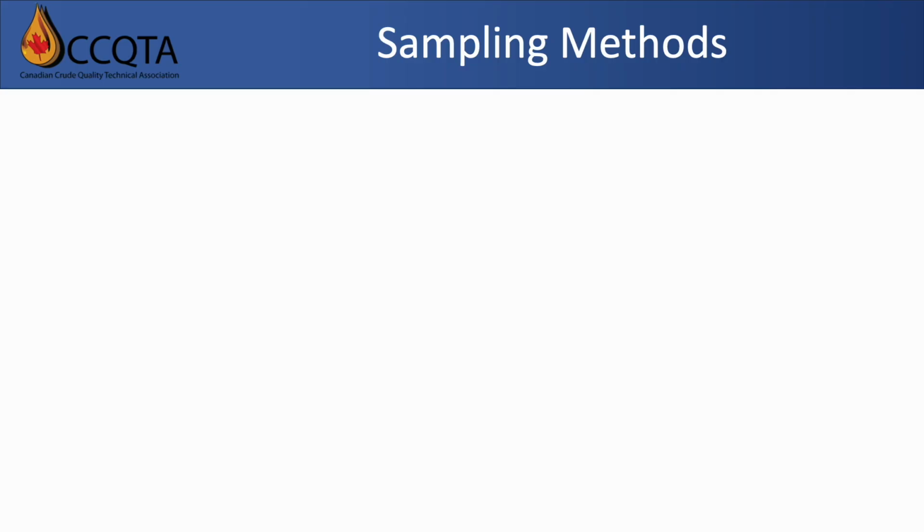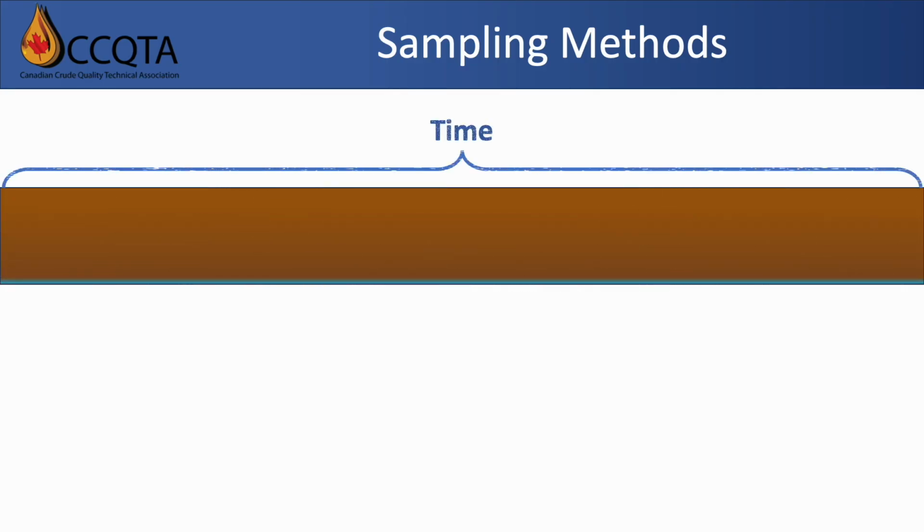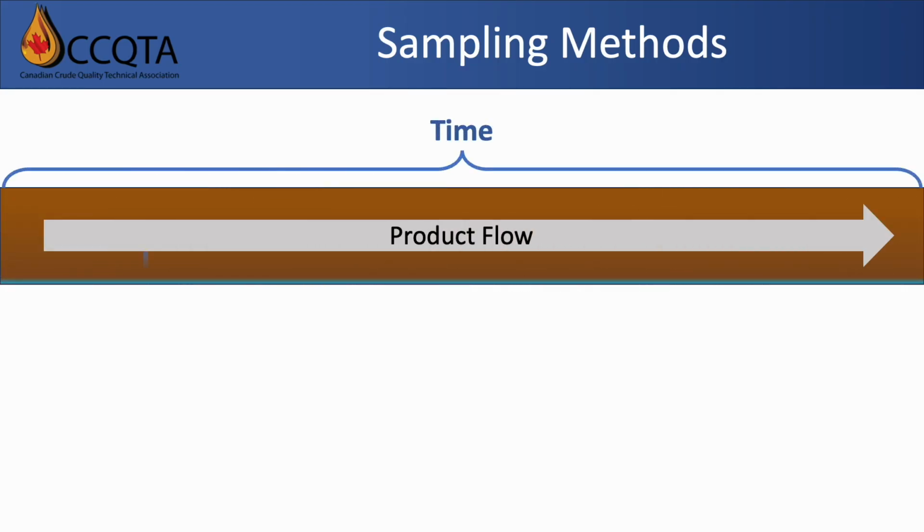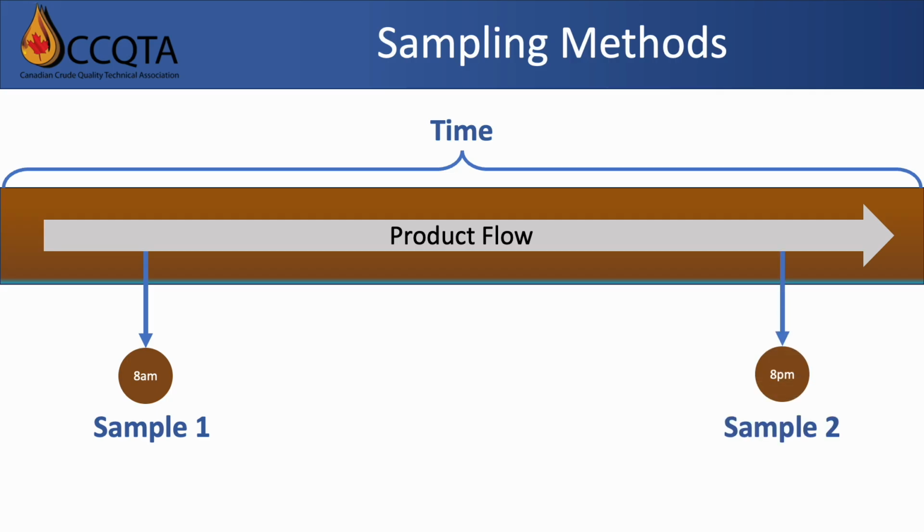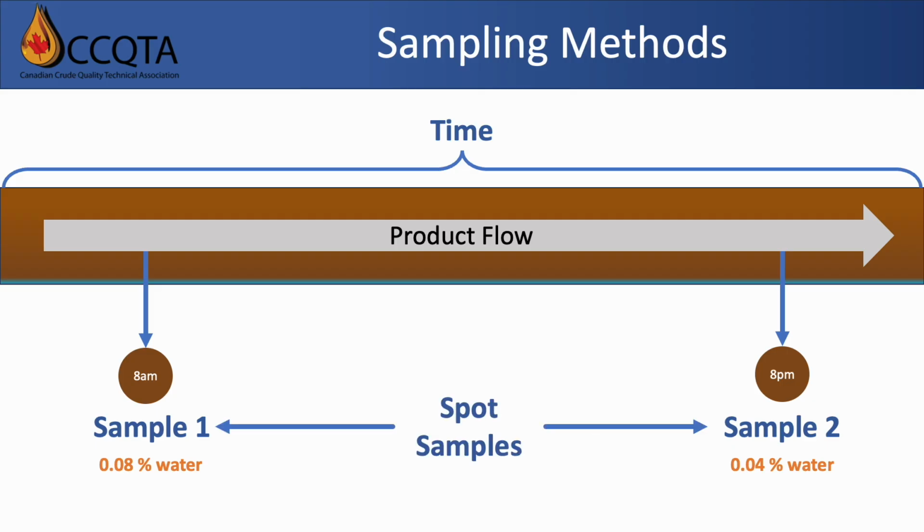Imagine you have a flowing pipeline that we're going to sample. You take one sample at 8 a.m. and then you take another at 8 p.m. When you measure the water content, you get two different results, with one at 0.08% and the other at 0.04%. Which one is representative of the product? In fact, both are representative of the product at that point in time. These are called spot samples.